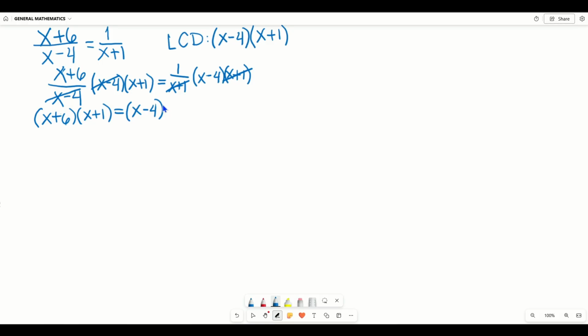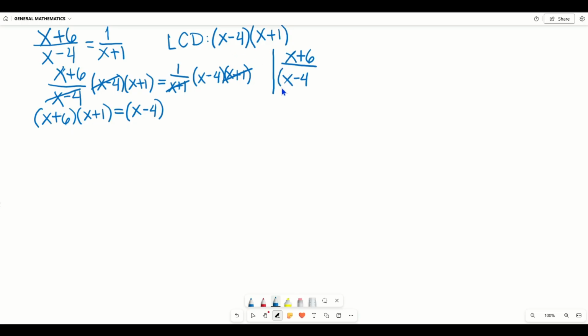Another technique that you can do to eliminate the denominator is to transform this equation such that the denominator is the same as the LCD. So for example, let me write the given again. From the left-hand side, we have x plus 6 over x minus 4. Our goal here is, again, to make the denominator the same as the LCD.